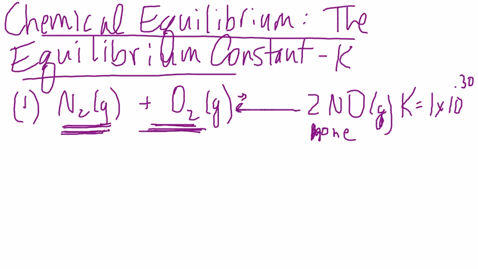But we don't really do that very often. We normally draw them in both directions the same length and then express it with the KEQ. So with a KEQ of 10 to the negative 30, basically there is almost no nitric oxide produced.